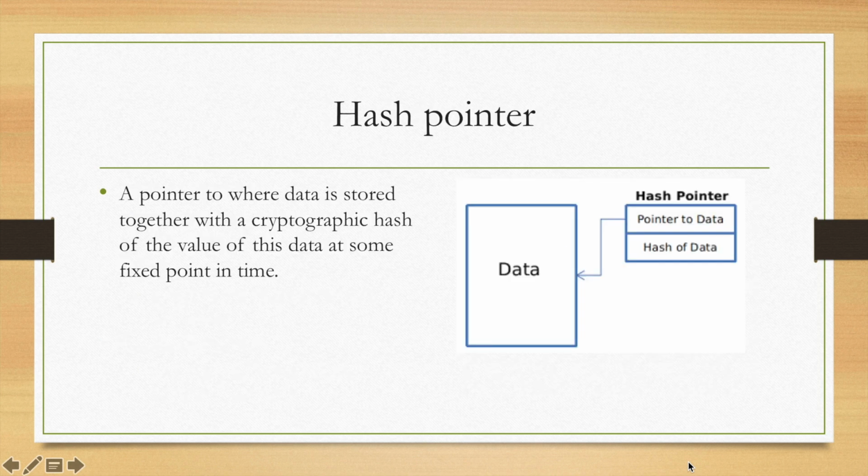In Bitcoin, the hash pointer is a very important concept. It just extends the ordinary pointer. The definition is a pointer to where data is stored, together with the cryptographic hash of the value of this data at some fixed point in time. We can see on the right side of the picture that besides the pointer to the data, it also has the hash of the data. This data structure is called a hash pointer. It ensures the data cannot be modified.